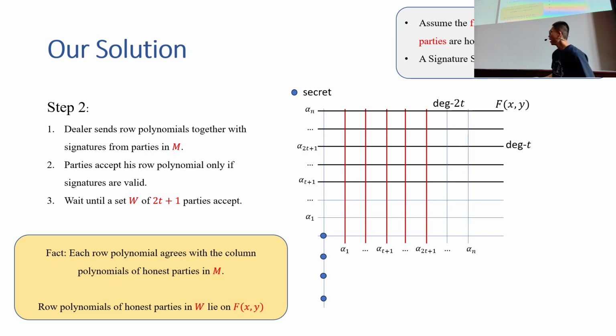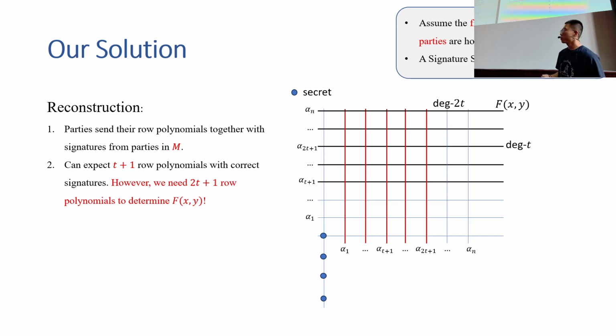But the issue is that when we try to do the reconstruction, in the previous approach, we let each party provide their row polynomial with signatures. And we can use the row polynomials of honest parties to recover f. However, here we have a larger degree, and if you want to use row polynomials to determine f, you actually need 2t plus 1 polynomials. But unfortunately, we can only have t plus 1 of them. So this is the actual issue.